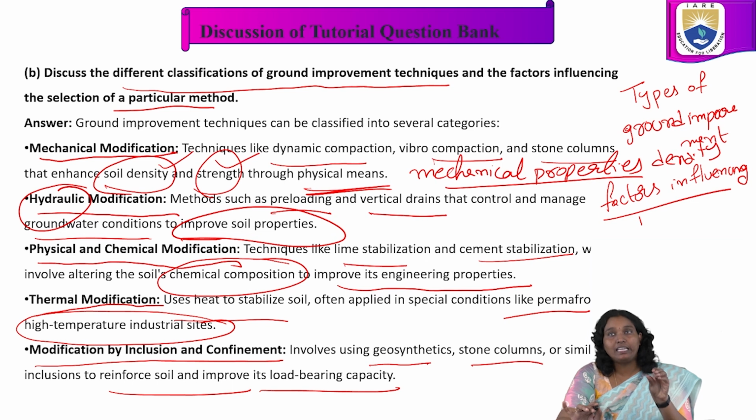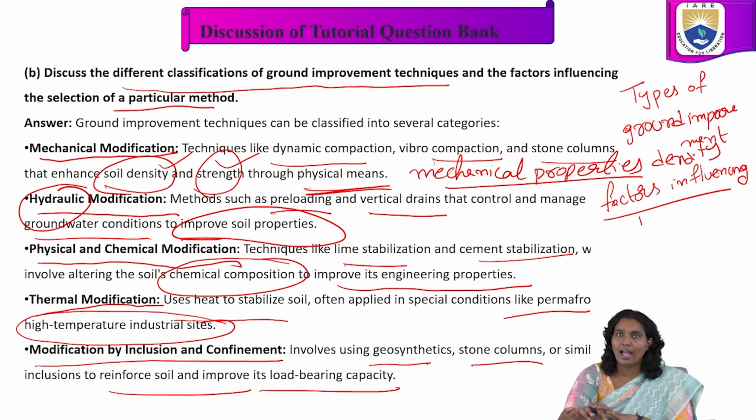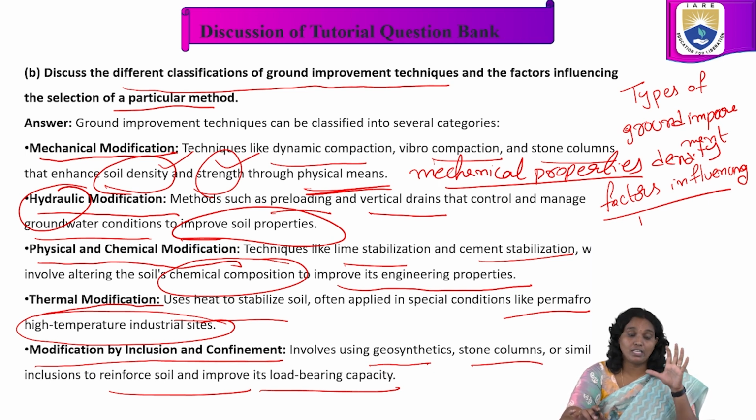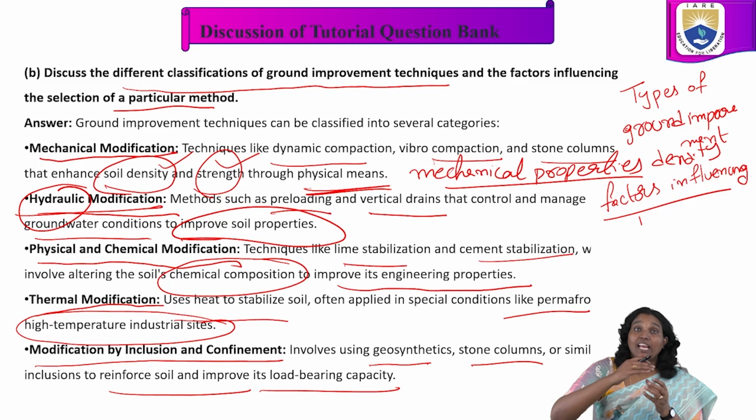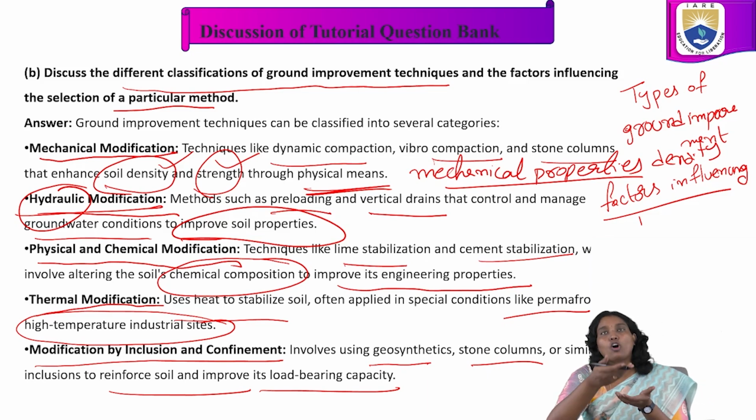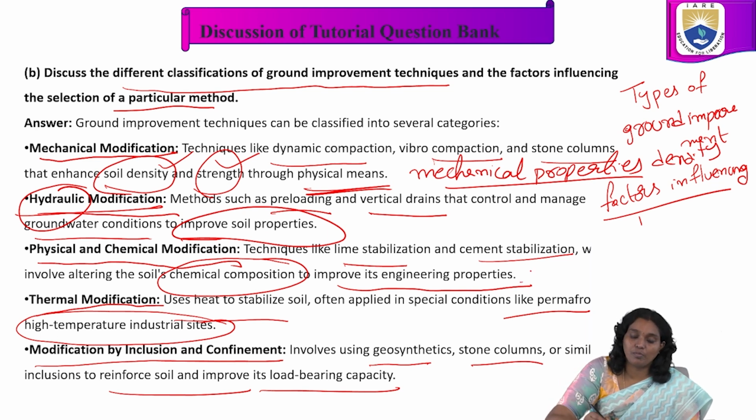Coming to the hydraulic, in terms of water. Whenever the groundwater conditions are different, to control and manage that groundwater to improve the soil properties, we use this category, that is hydraulic modification. In that method, preloading and vertical drains are there. In physical and chemical modification, we are going to change the soil chemical composition. So in terms of physical techniques and chemical modification, we add some admixtures and chemicals to change the composition of the soil for getting the engineering properties.